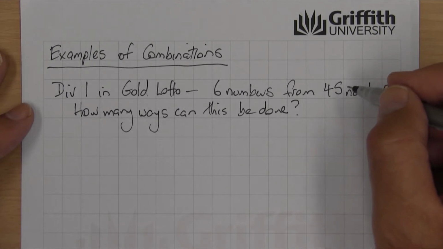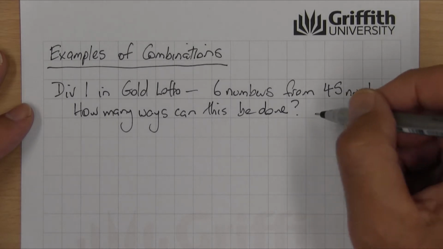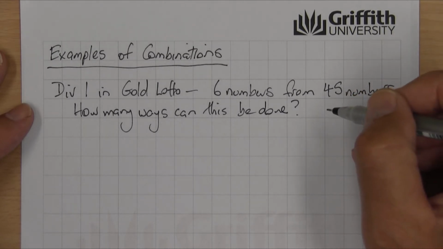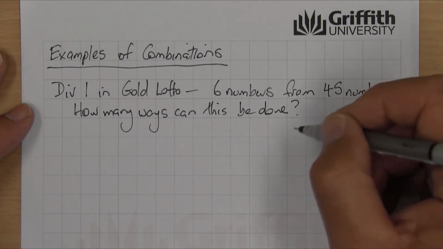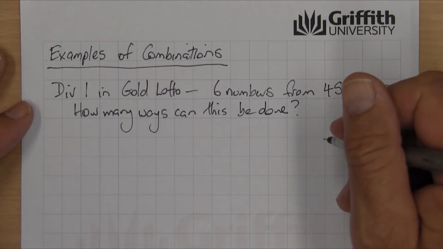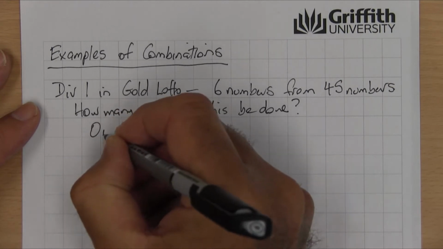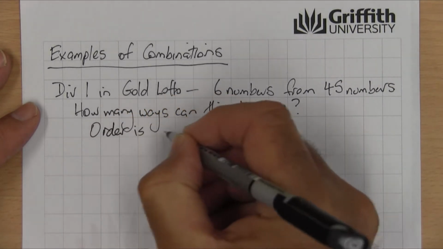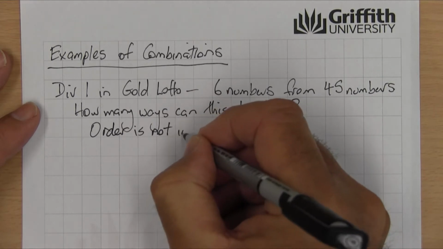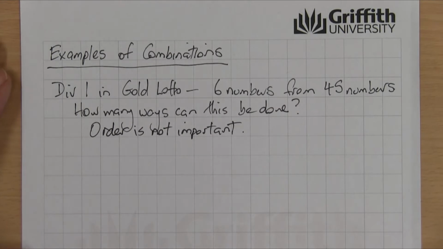And the other thing to remember here is we've got to make our decision whether order is important or order is not important. Well, it does not depend on which order they come out in. If the numbers come out, well, lucky you. It doesn't matter what order they come out. So the big thing is that order is not important in this case. As long as the 6 numbers that come out are your 6 numbers, you win first division.